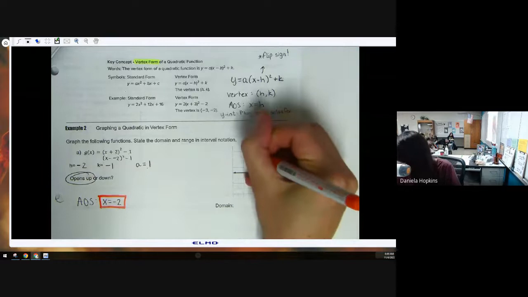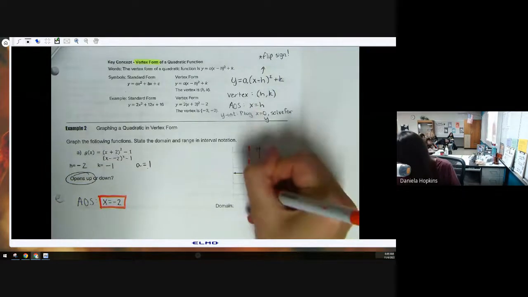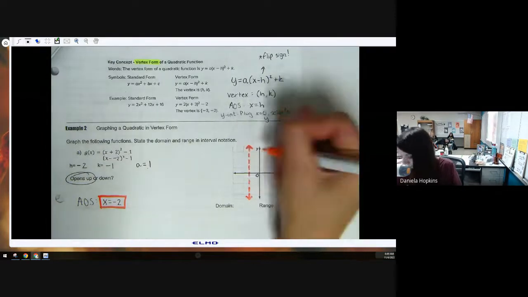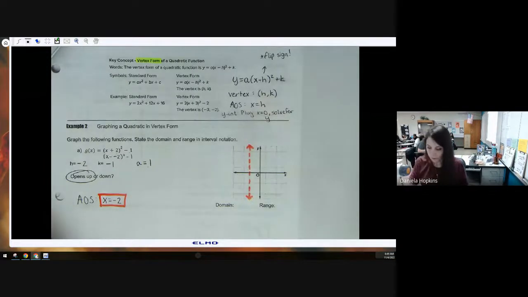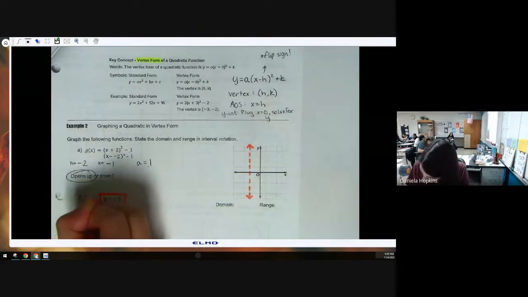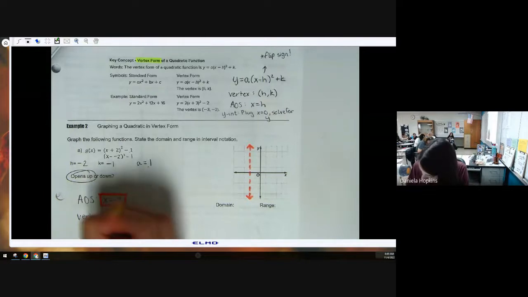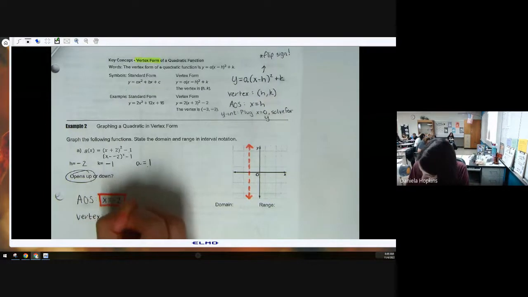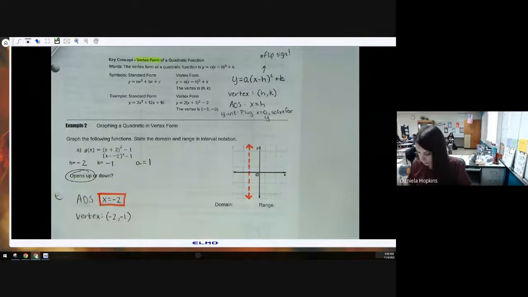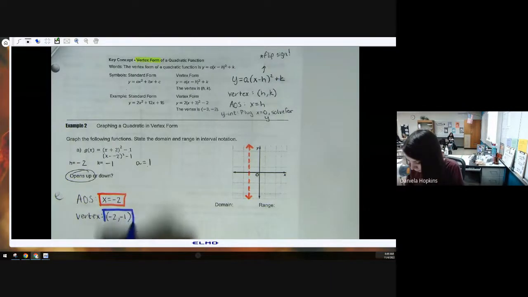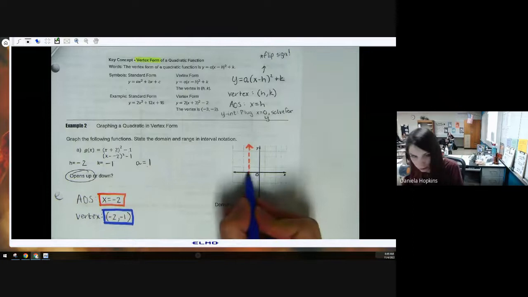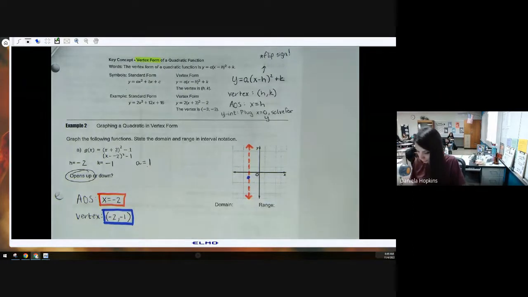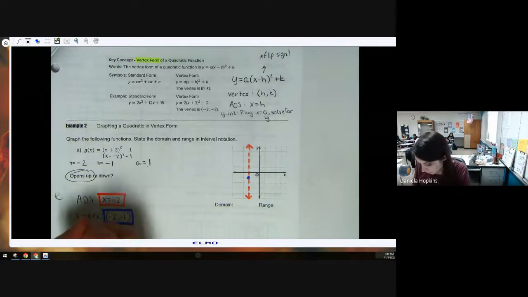Just going to go ahead and plot my axis of symmetry. My vertex, since this is in vertex form, you just take your h comma k, so it's -2 comma -1. So I'm going to go over to the left 2, down 1, and put a point. Okay, the harder part, my y-intercept.